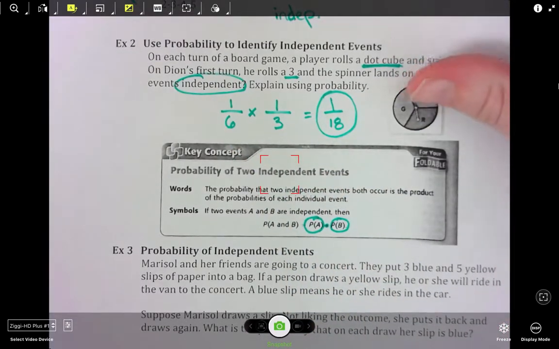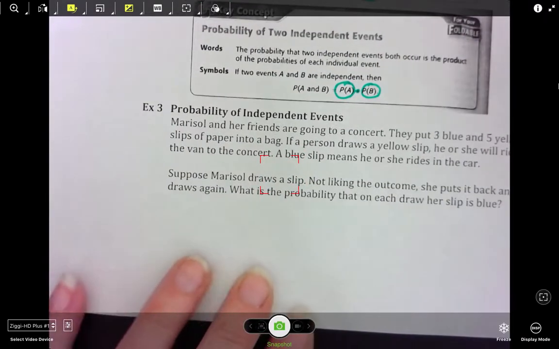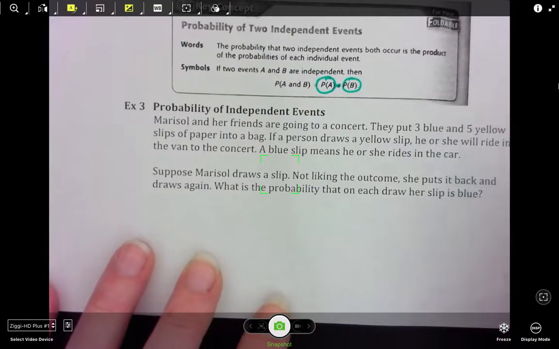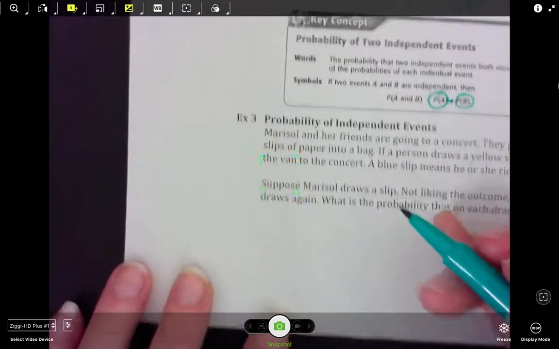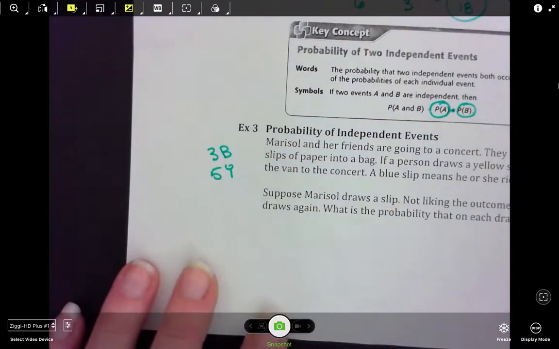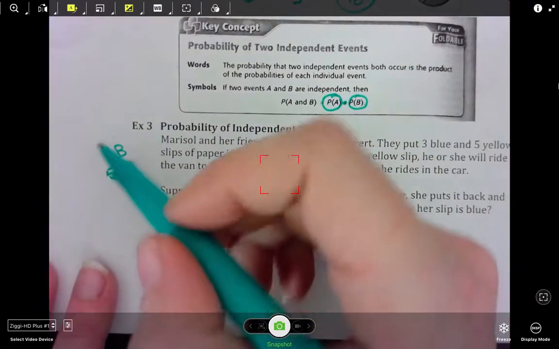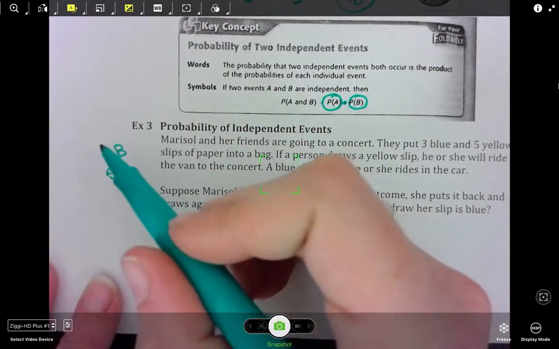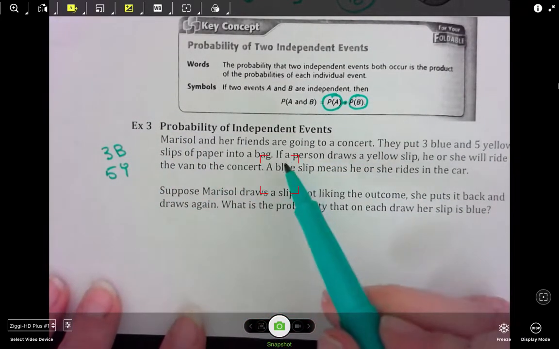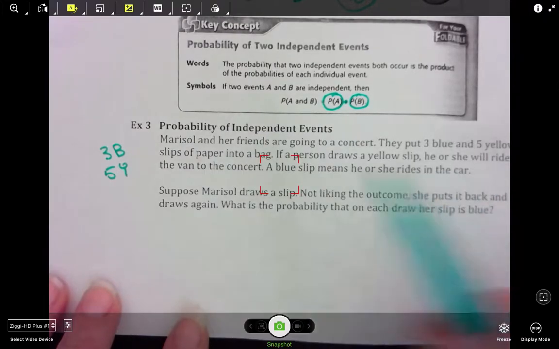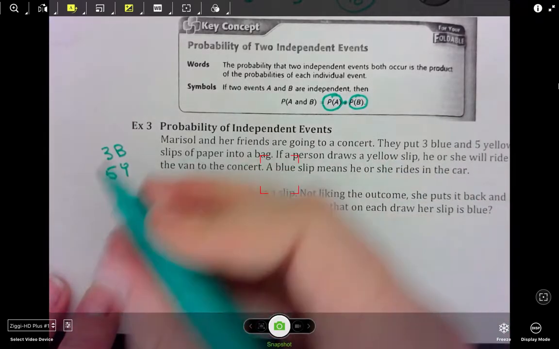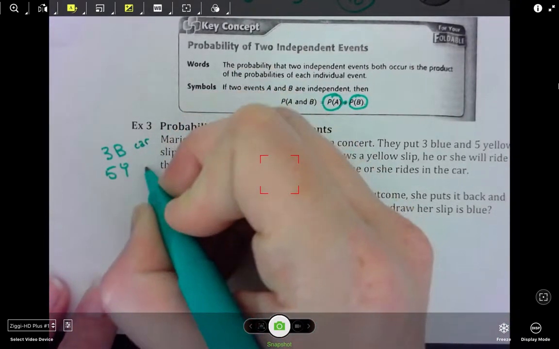All right. Example 3 is talking about going to a concert. So Mary Saul and her friends are going to a concert. They put 3 blue and 5 yellow slips of paper into a bag. Get into the habit of doing this: 3 blue, 5 yellow. Now I don't have to read that sentence again, especially if they give me a long list, like 5 different colors. I'm going to want to list them off to the side over here. If a person draws a yellow slip, he or she will ride in a van to the concert. A blue slip means he or she rides in a car. So this is car, this is van.